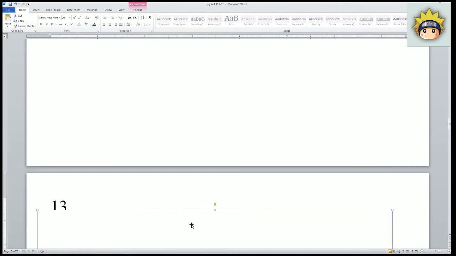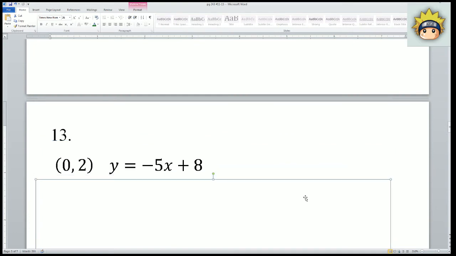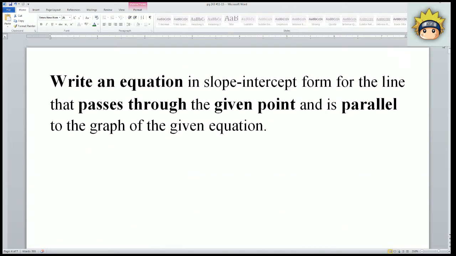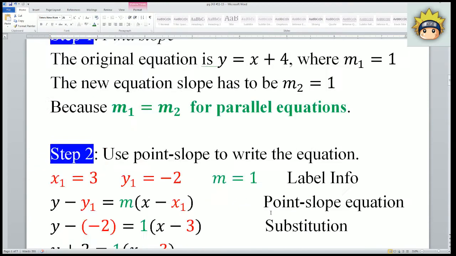Alright, next, let's do 13. 0 comma 2 is the point, and the equation is y equals negative 5x plus 8. I do not want to lose you, I just want to repeat the instructions. Again, it's asking us to write an equation in slope-intercept form for the line that passes through the given point and is parallel to the given graph.